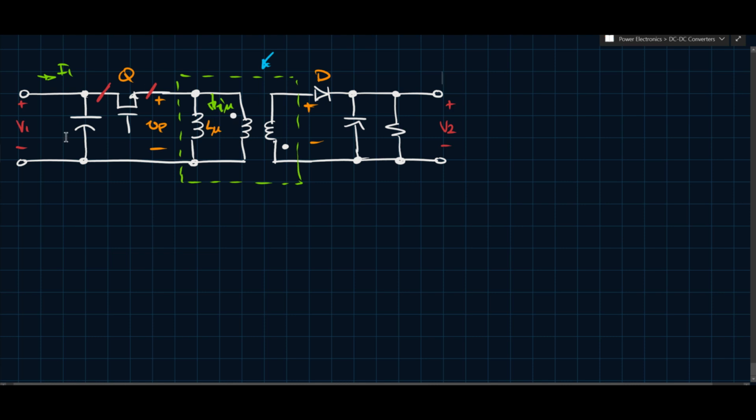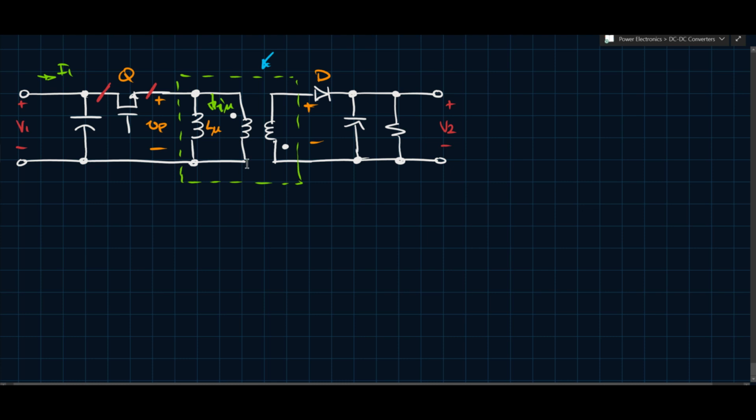So conveniently enough, since this side and this side are isolated from one another, you don't need to worry about sharing a common node here, right? And so we can move things around to make them a little more convenient for ourselves. One of the challenges with this topology is that the drain source of this transistor here is not referenced to ground. And usually that means your gate driving circuit will have to be a bit more complicated.